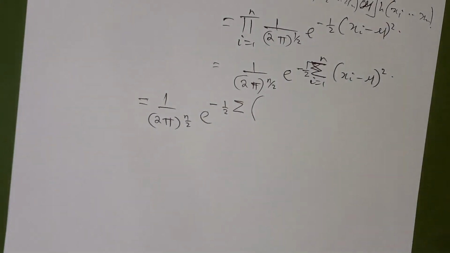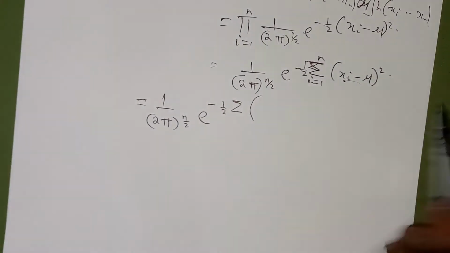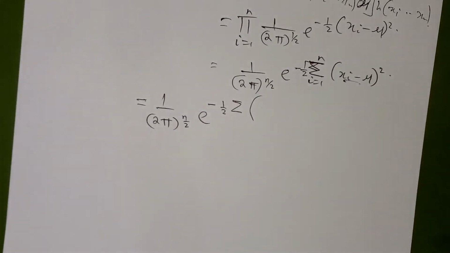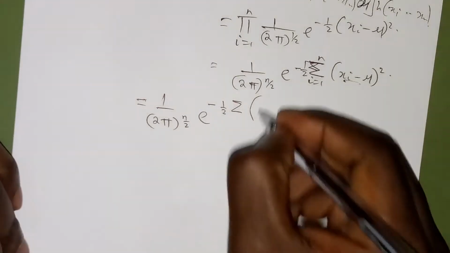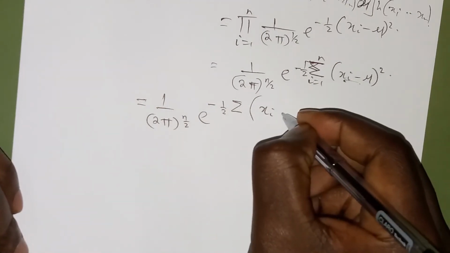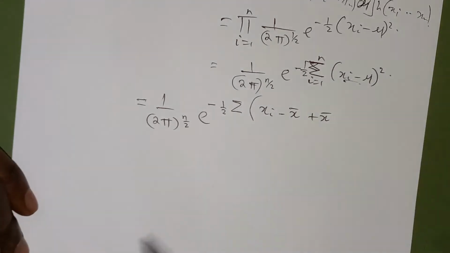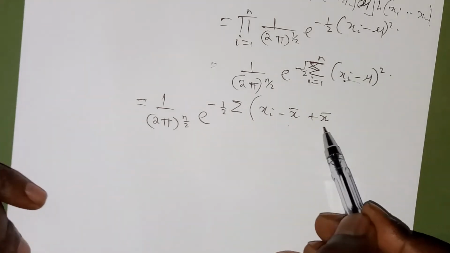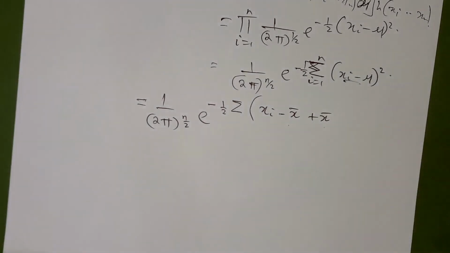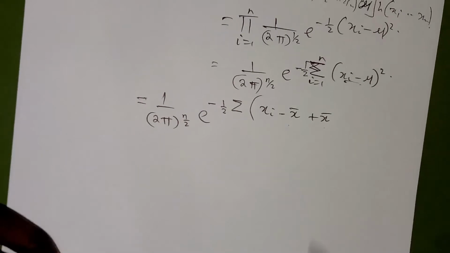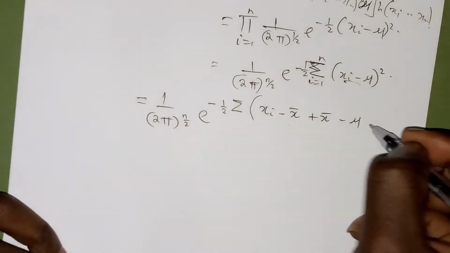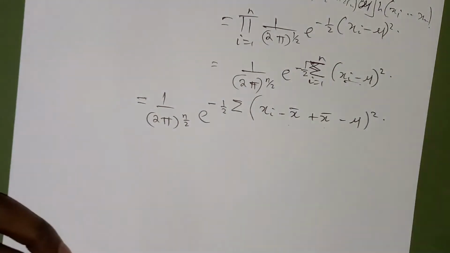summation of. So in this bracket, for us to simplify this easily, we are going to add a 0. How are we adding a 0 here? We are saying xi minus x bar plus x bar. So here we have xi minus x bar plus x bar, which gives us a 0. So we've just added a 0. Mathematically, it doesn't change anything, but it makes our calculation easier for this one. And then subtract mu, all squared.